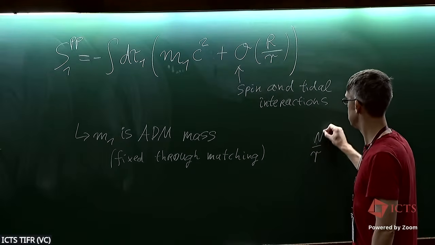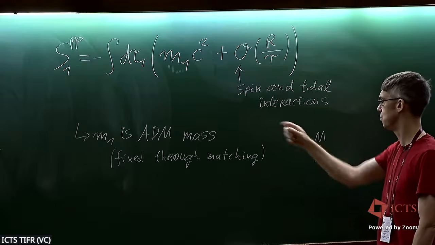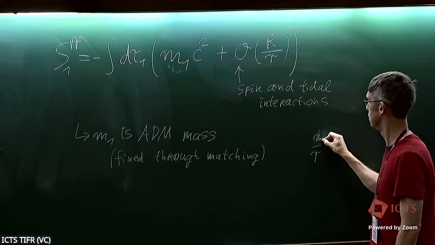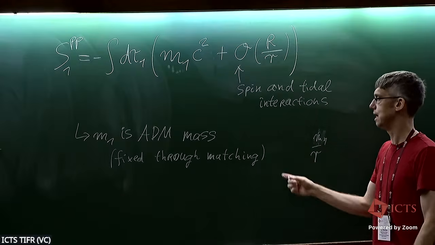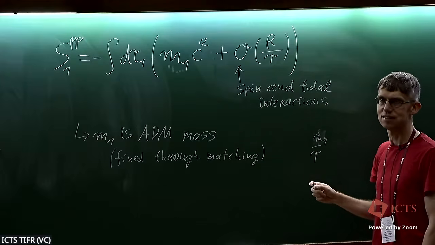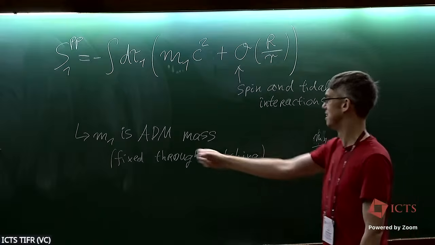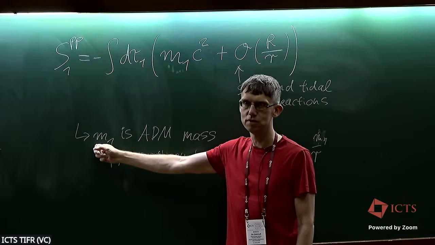It will depend on the ADM mass in the Schwarzschild case, and it will depend on this M1 in the approximate solution, and one can compare the two and see how the two masses are related. And maybe not surprisingly, this M1 here is just the mass parameter that appears in the Schwarzschild solution.